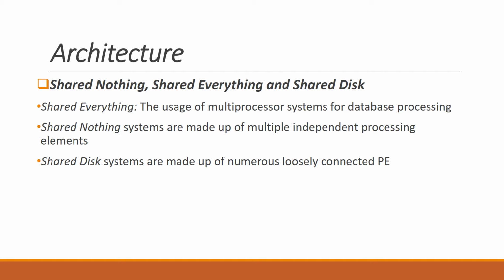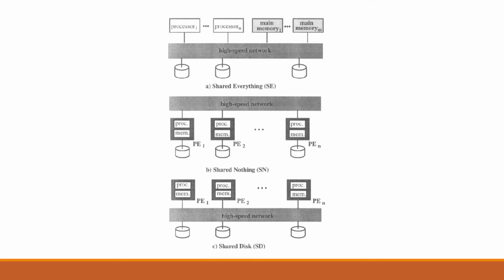Shared disk systems are made up of numerous loosely connected PEs. To ensure every database instance has immediate access to every data object, the database is not divided but rather shared among different parallel instances. This presupposes every node has access to every disk. In this, we see the image of shared nothing, shared disk, and shared everything systems.